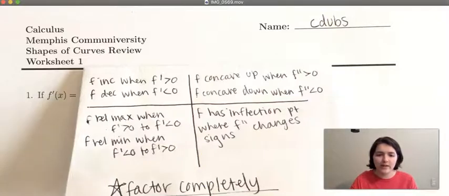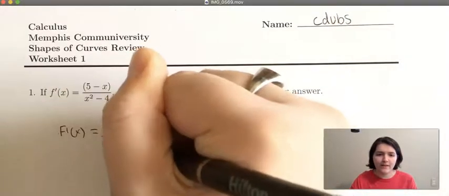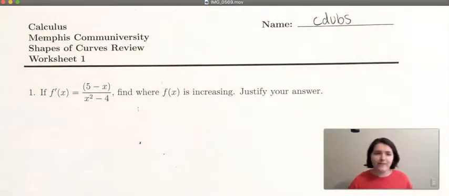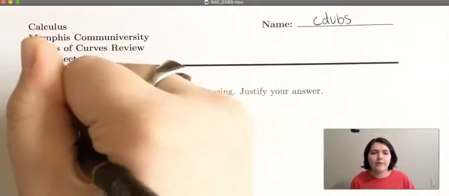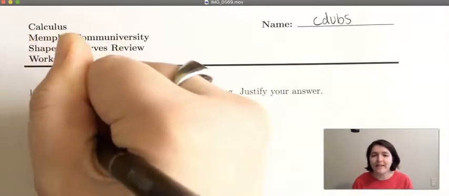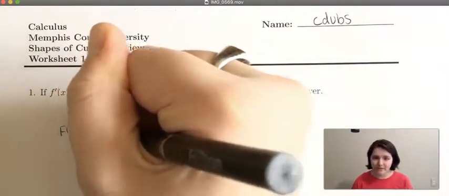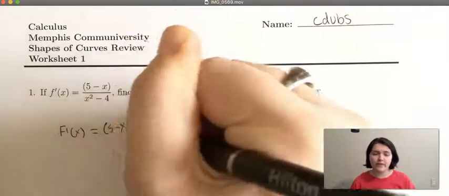All right, so I think we can kind of start the problem. Okay, so number 1. So right now we see we have f prime, that's the derivative, and we want to know where f is increasing. So when we see increasing, that means we need the derivative, but we're already given the derivative.